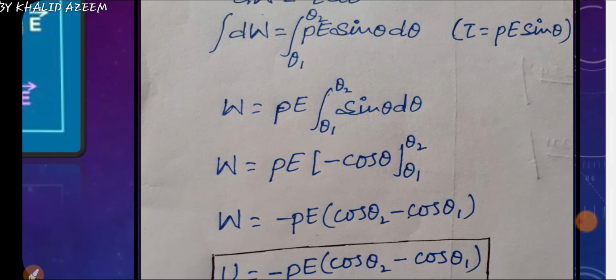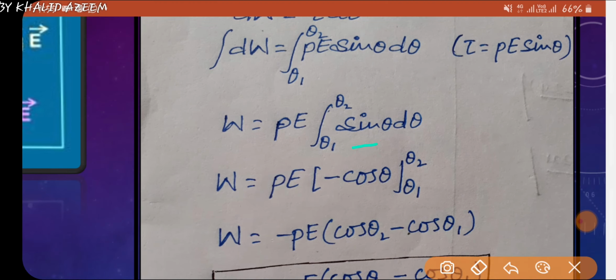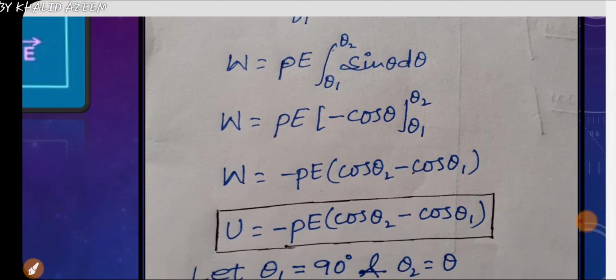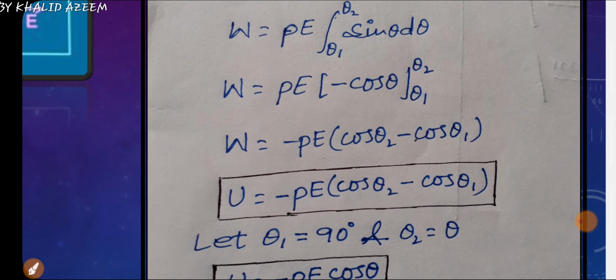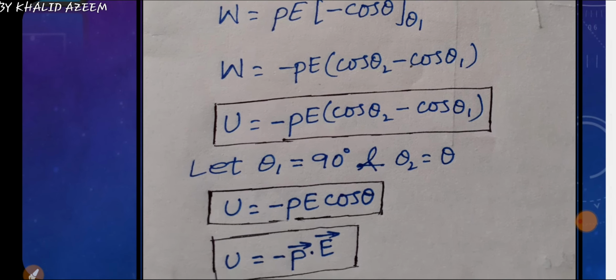The integration of sine theta is minus cos theta, and I am applying this minus sign here and putting in the upper and lower limits. First I put the upper limit theta 2, minus cos theta 1. So the work done equals the potential energy, that is U equals minus PE times (cos theta 2 minus cos theta 1).